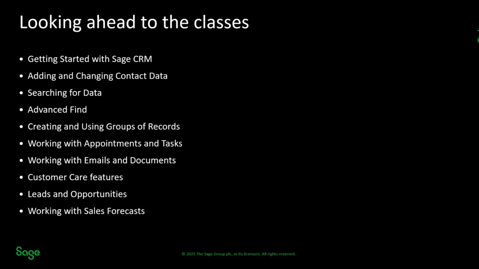You can see where we are within the cycle. I think we're exactly halfway through this particular block of lessons. Next we'll look at how we take the records we have defined within our groups today and go on to work with appointments and tasks, setting up emails and documents, and then in the later stages, looking at how we can carry out customer care and sales mechanisms within Sage CRM using the workflow and standard features of the product.